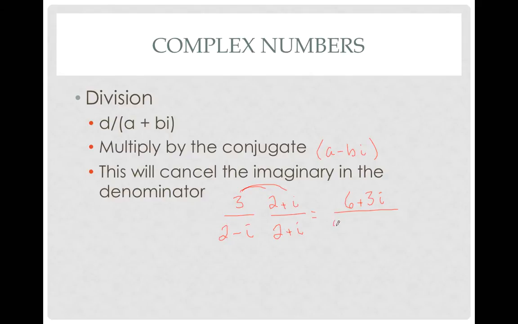I get 2 times 2, which is 4. Notice here I get a minus 2i and a plus 2i, and a minus i squared. So my numerator is 6 plus 3i over 4. Well, this goes away with this. And minus i squared: i squared is negative 1, and therefore minus a negative 1 makes a plus 1. And my final answer would be 6 plus 3i over 5. And that would be done.